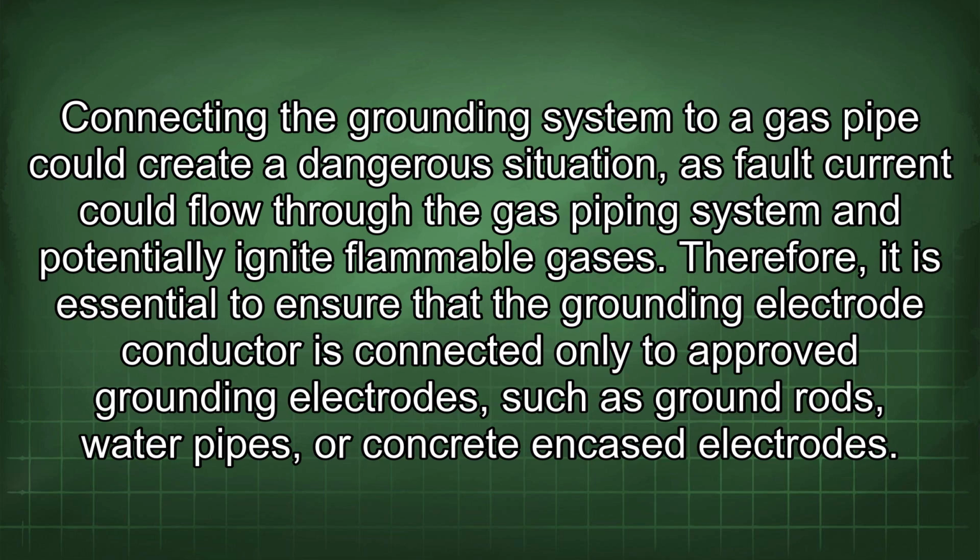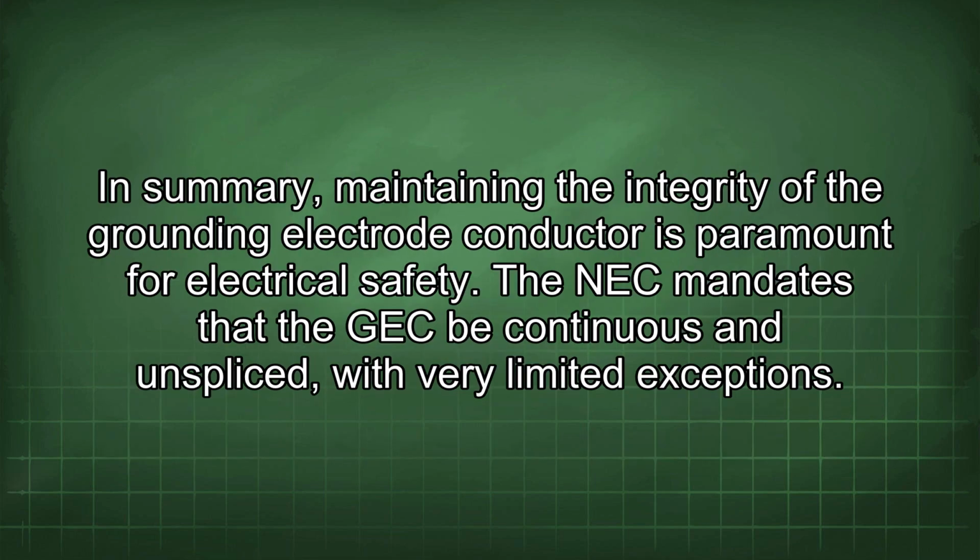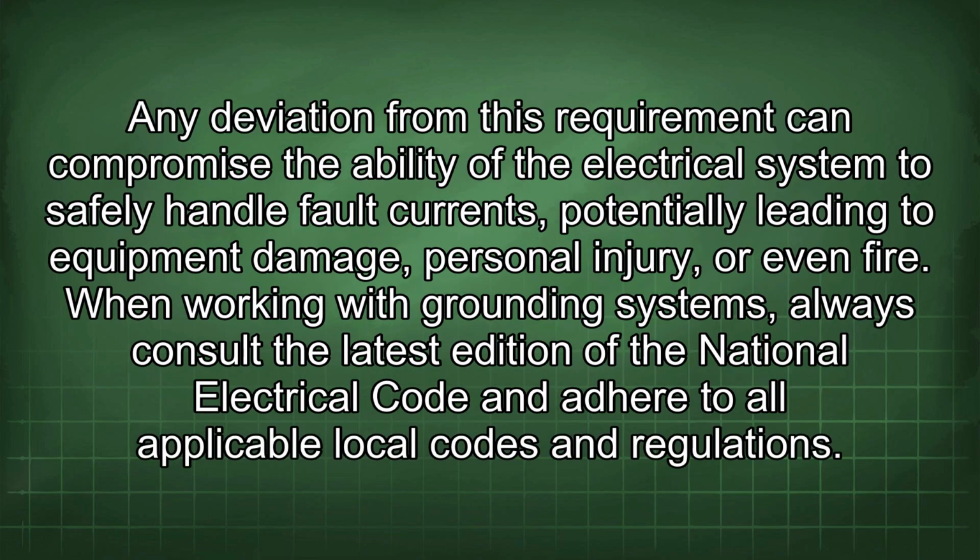Therefore, it is essential to ensure that the grounding electrode conductor is connected only to approved grounding electrodes such as ground rods, water pipes, or concrete encased electrodes. In summary, maintaining the integrity of the grounding electrode conductor is paramount for electrical safety. The NEC mandates that the GEC be continuous and unspliced, with very limited exceptions. Any deviation from this requirement can compromise the ability of the electrical system to safely handle fault currents, potentially leading to equipment damage, personal injury, or even fire.